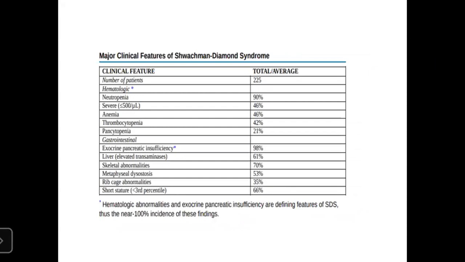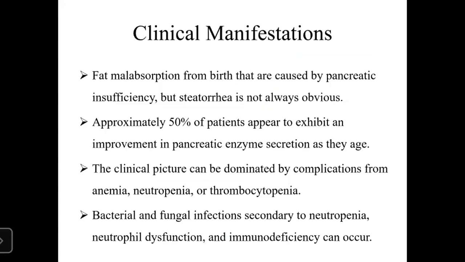So if there are hematological abnormalities with exocrine pancreatic insufficiency, then you should suspect Shwachman-Diamond syndrome. Clinical manifestations are fat malabsorption from birth that is caused by pancreatic insufficiency. Approximately 50% of patients appear to exhibit an improvement in pancreatic enzyme secretion as they age.